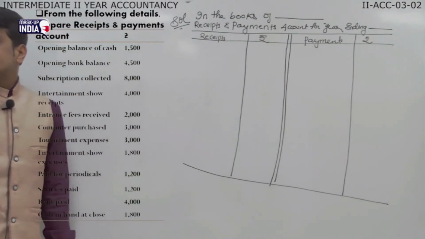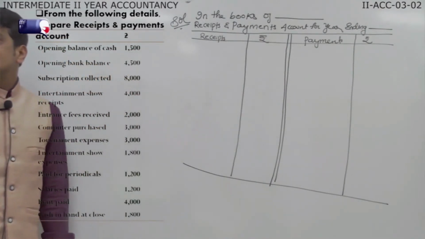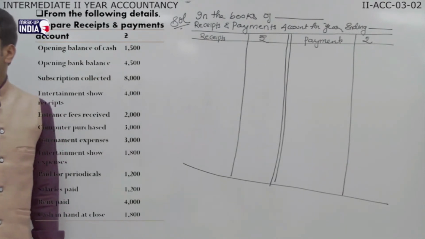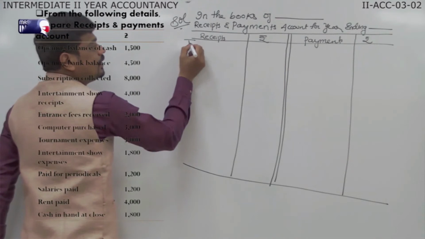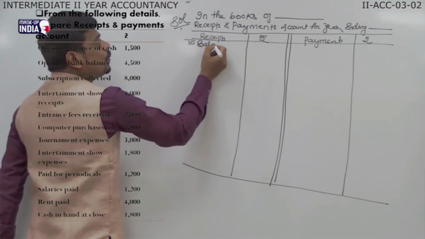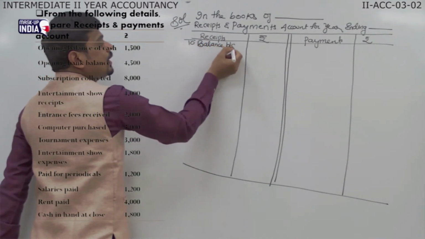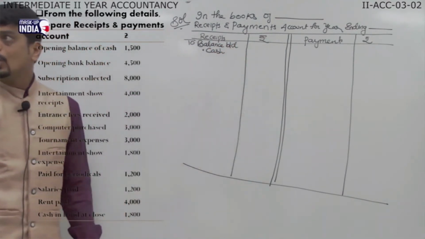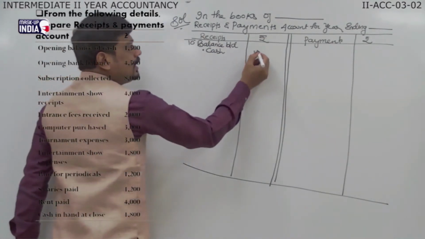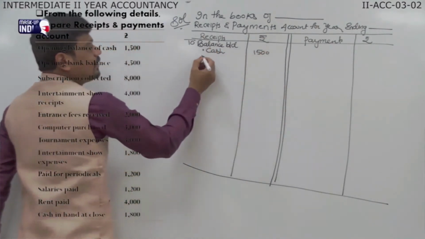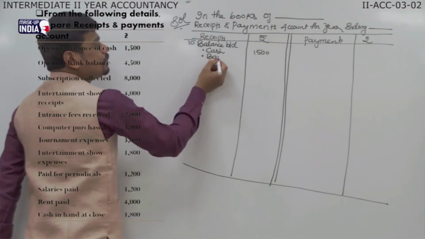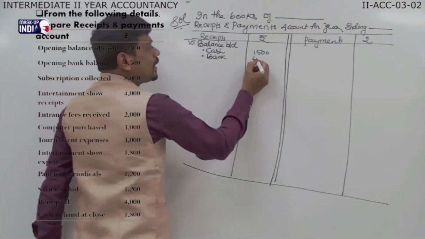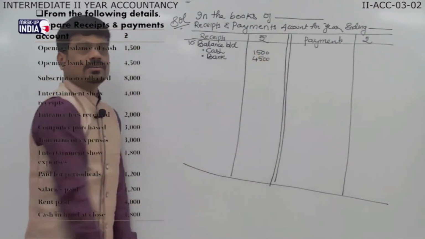Now the postings. What is the first transaction given? Opening balance of cash. This opening balance of cash comes on the debit side, that is the receipt side. To balance brought down. Under that you can put a dot and write cash. How much was the cash balance? 1500. Like that, they gave you the opening balance of bank. So write below that, bank. And the bank amount they gave is 4500.